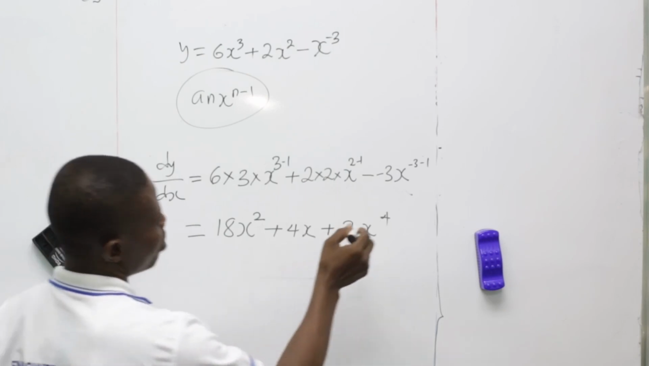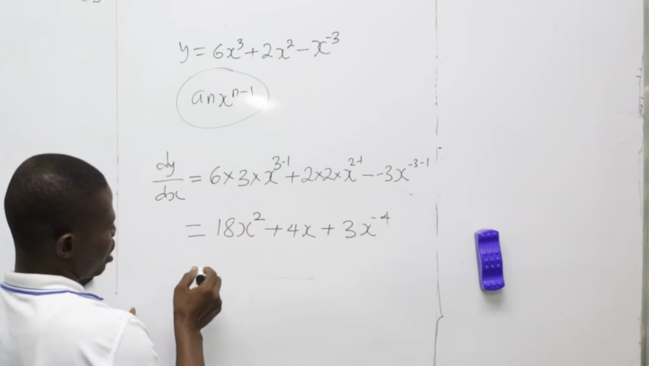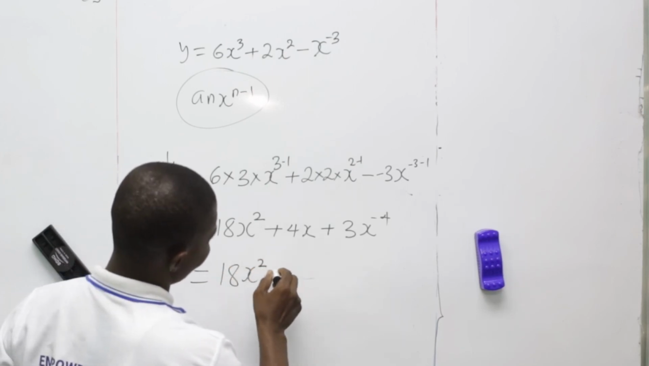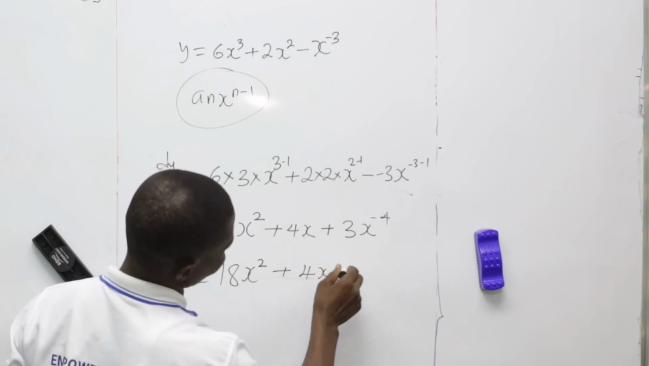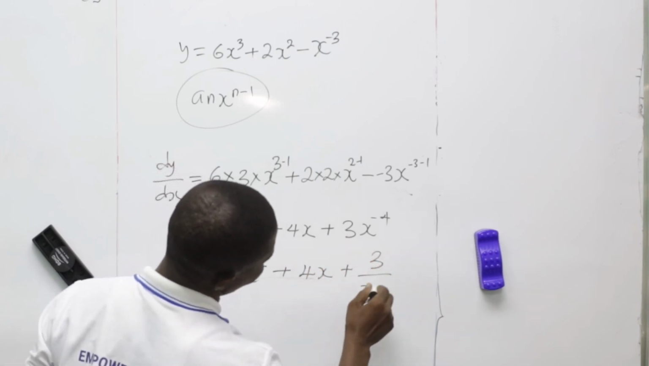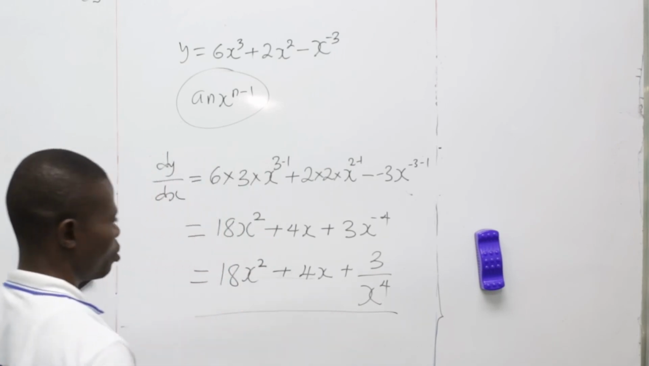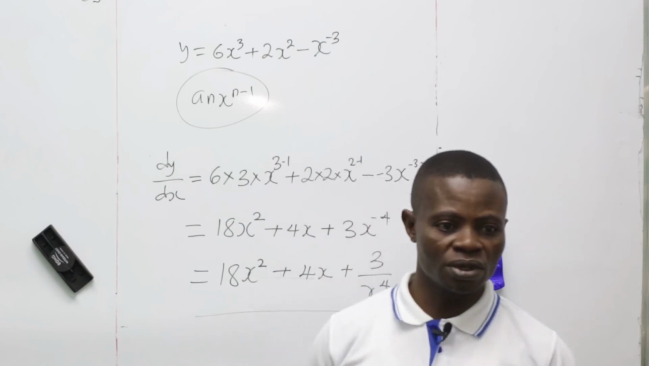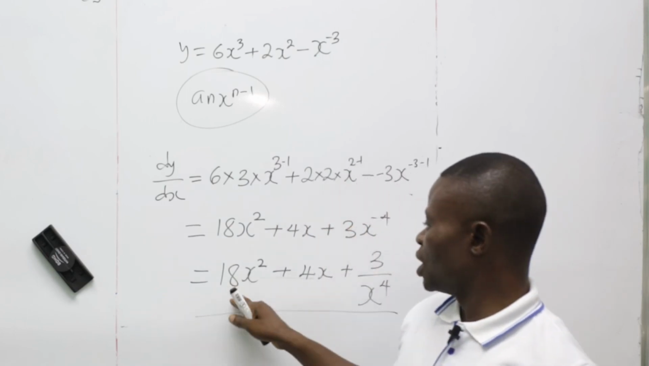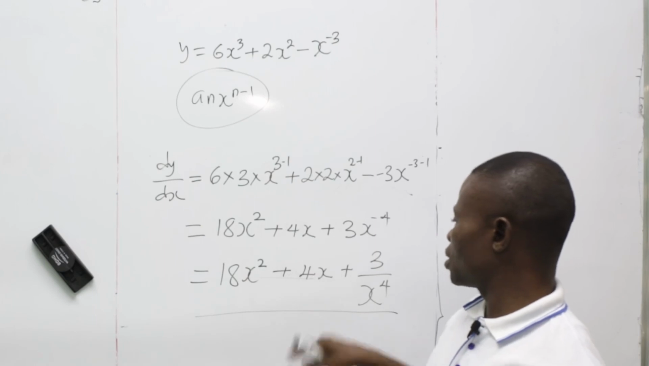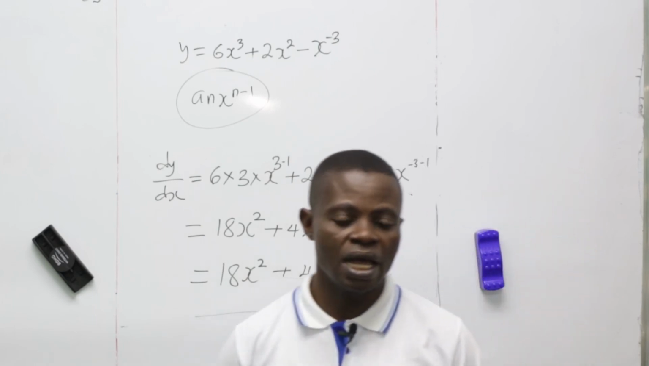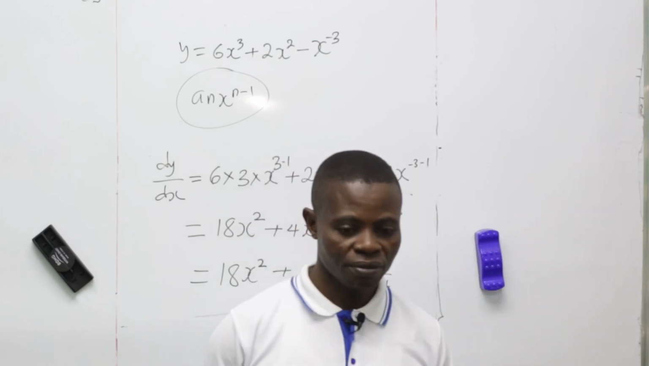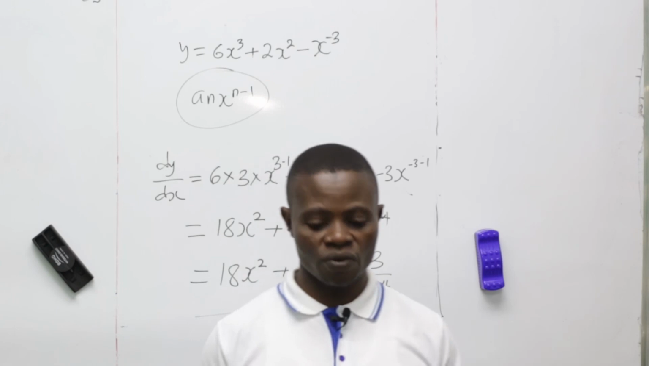So what do we have? Minus 4. So it will give us 18s squared plus 4x plus 3 all over x raised to the power 4. When you differentiate, this is what you are going to have: 18s squared plus 4s plus 3 all over x power 4. That's what you have. That is the solution to that question.